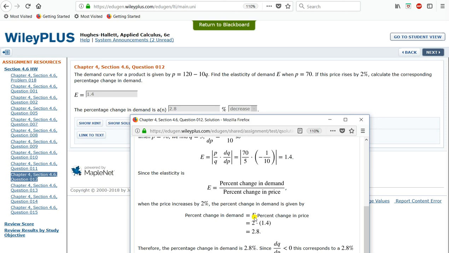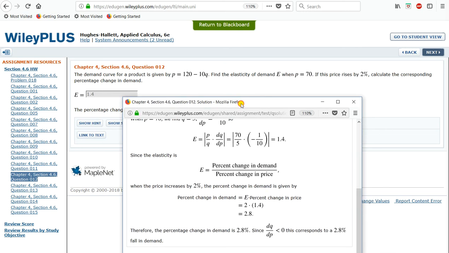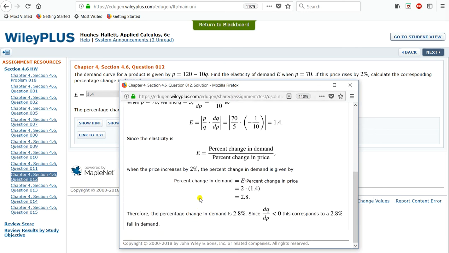And we got E, the elasticity of demand, to be 1.4 before, and the percent change in the price is now 2%. So 2 times 1.4 gives you 2.8%. The reason that we did not convert the 2% to a decimal is that the percent change in the demand is also in percent units, so you want to keep 2 as 2%. And the percent change in the demand is 2.8%.